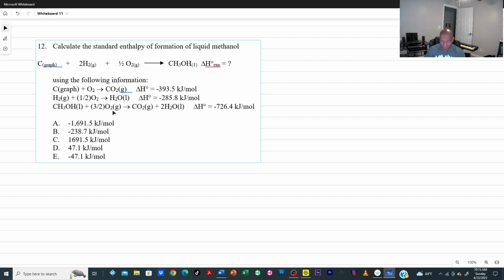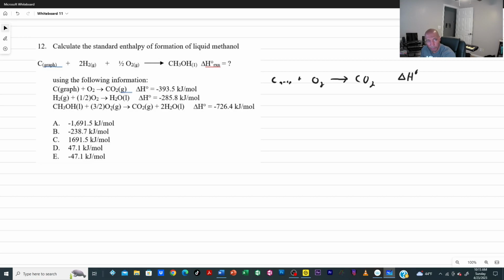In this reaction right here, I have methanol in it, but it's a reactant. I need it to be a product. So I'm going to flip this reaction around. So I'm going to keep this reaction the same, multiply this reaction by 2, and flip this reaction around. And I'm going to, of course, make the appropriate changes to the enthalpy.